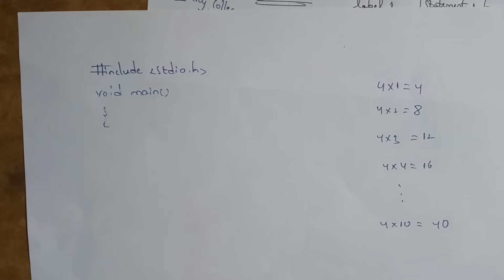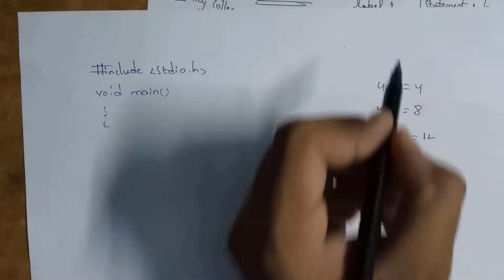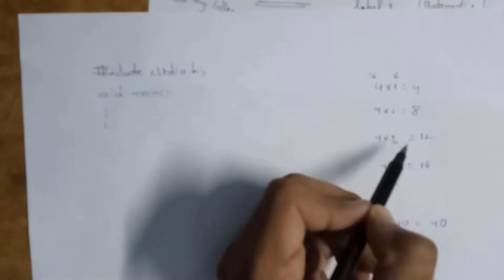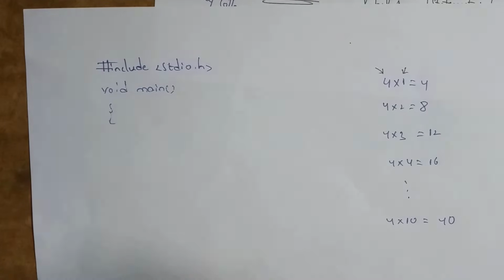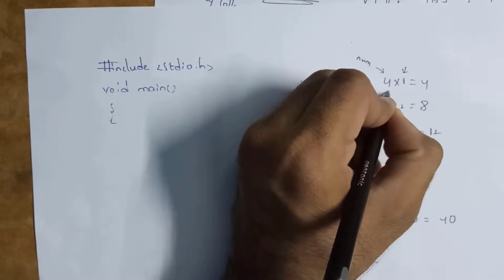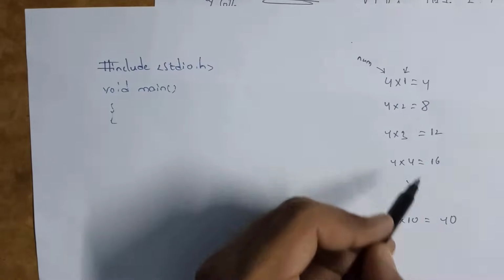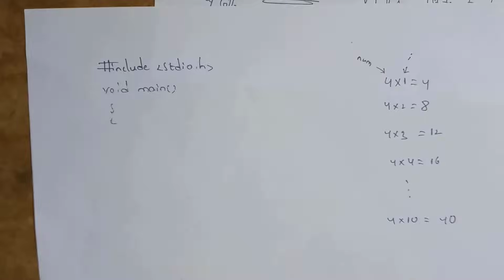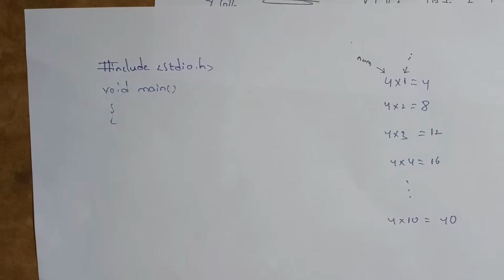Guys, now I will explain a C program to print the 4 table by using the goto statement. Here I need to take 2 variables in total. One is for the number 4, and another one is for the numbers 1, 2, 3, 4 up to 10. For example, I will take the variable name num for the number 4, and for the other, let the variable name be i. So here I am taking 2 variables.